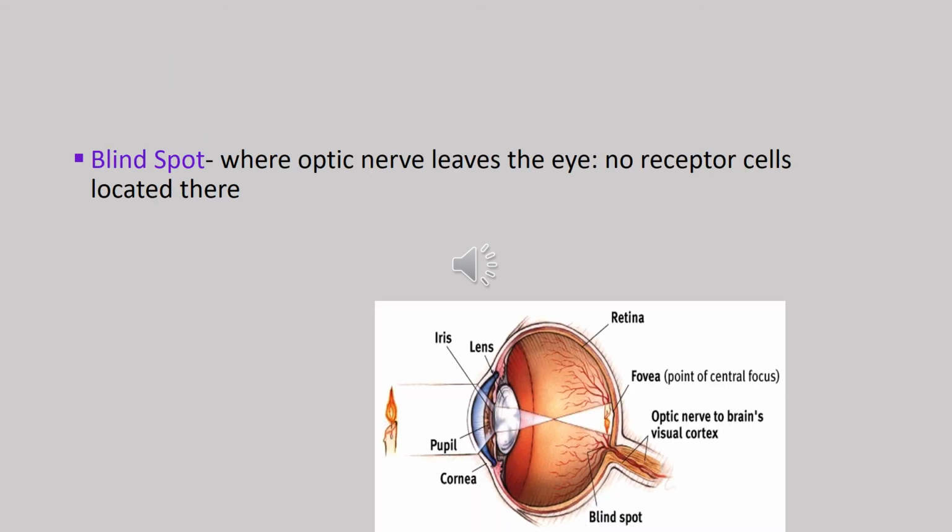We do have a blind spot, which is a gap in our vision. This is where the optic nerve leaves the eye. There are no photoreceptor cells here. And if you look at the diagram here at the bottom, that shows you where your blind spot is located.